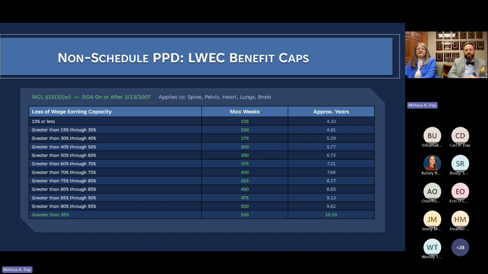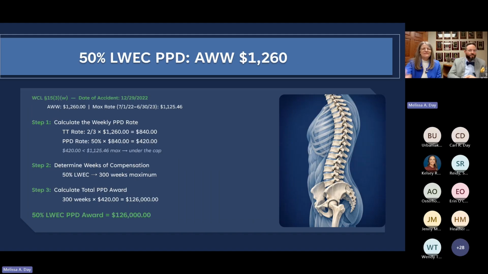Let's take a look at a non-scheduled permanent partial disability. This is just the cap chart. Yep. We're just showing you the cap chart. This is to refresh everybody's recollection. When you have a non-scheduled PPD, you look at the percent loss of wage earning capacity, and that entitles a claimant to a certain number of weeks of benefits payable at a weekly rate, which sometimes, usually, always matches the loss of wage earning capacity.